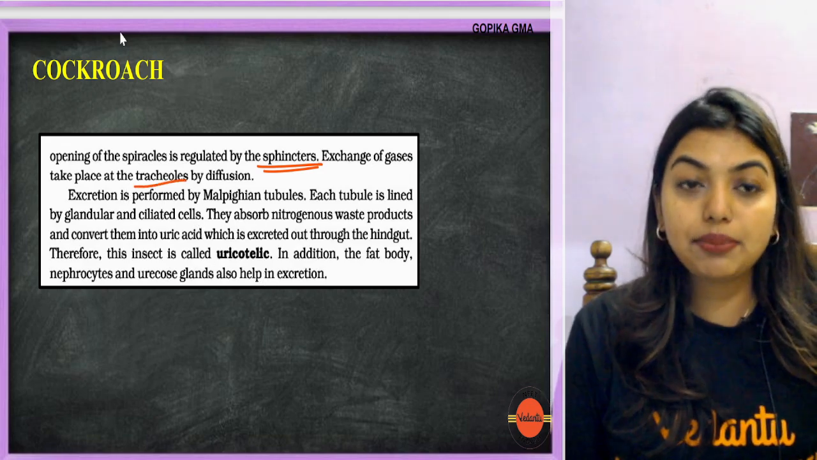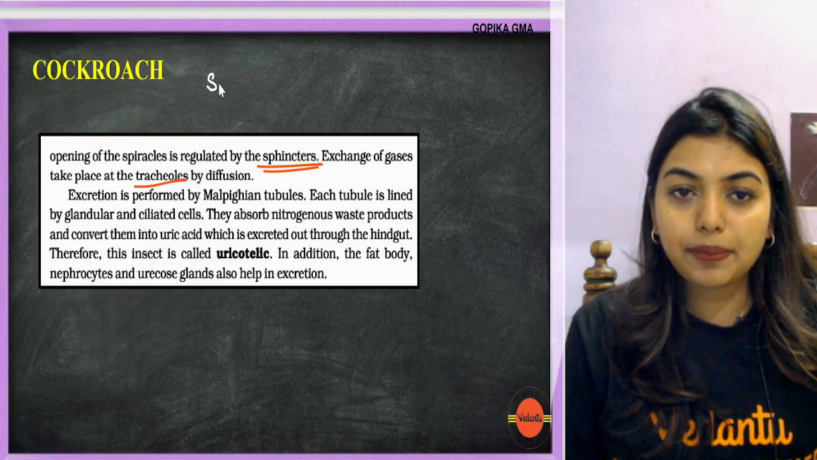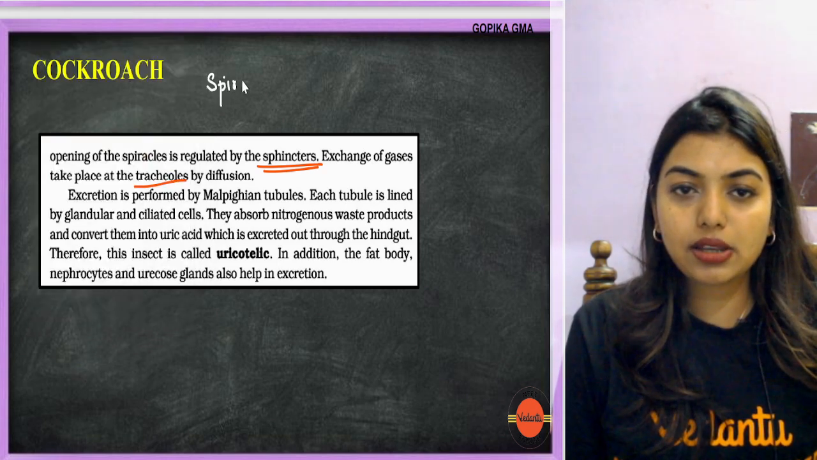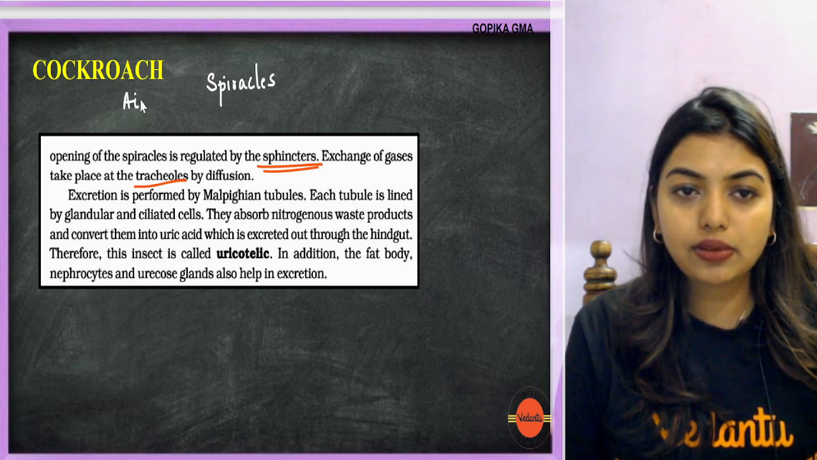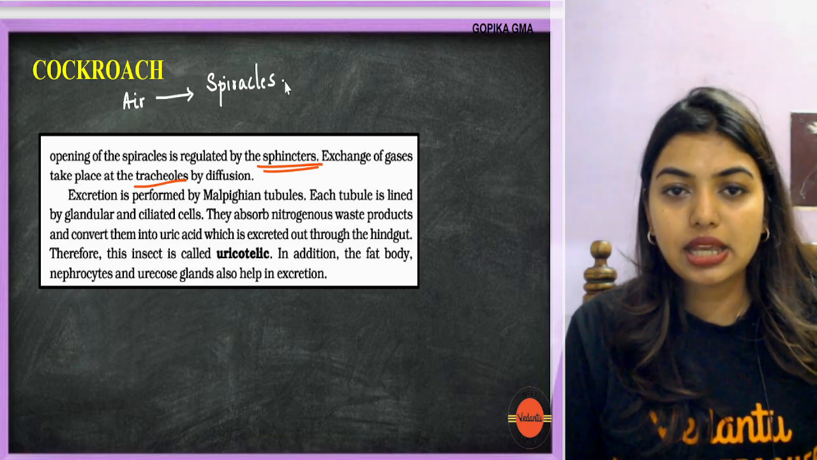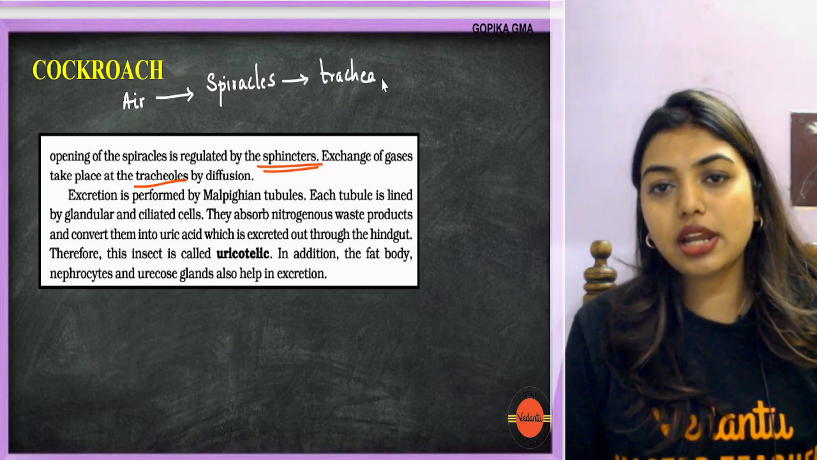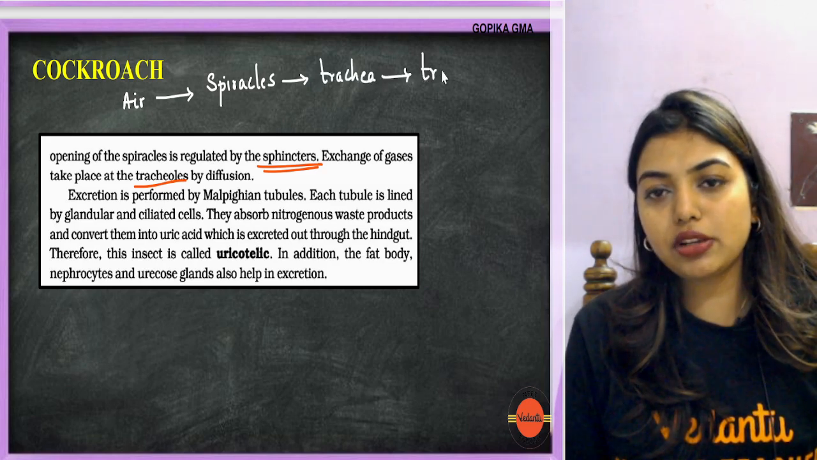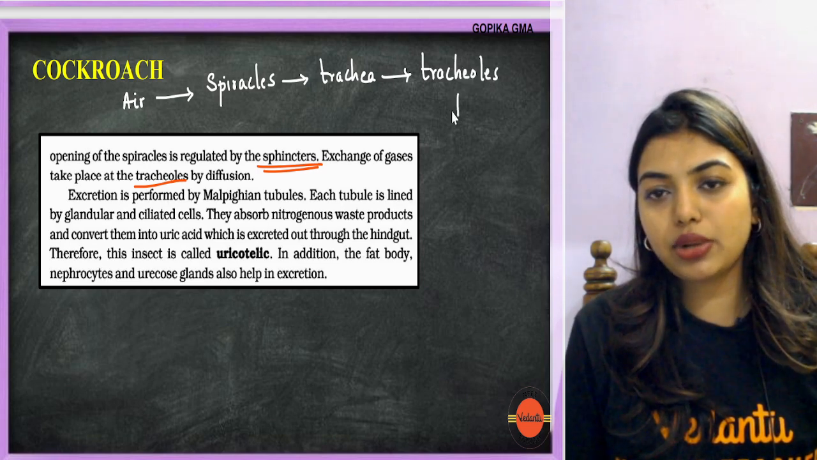So very simple, the respiration. There are spiracles, small openings. Now air is going to come through the spiracles, get into the trachea. From the trachea it is going to go into small openings called tracheoles. Here the exchange is going to happen like how it happens in the alveoli.